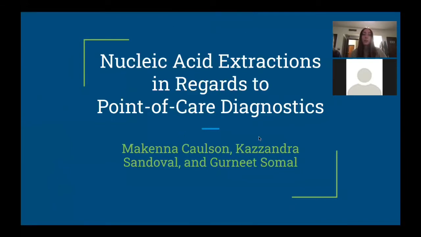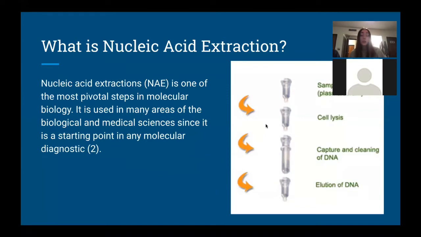For our project, we decided to talk about nucleic acid extractions in regards to point-of-care diagnostics. What is nucleic acid extraction? Nucleic acid extraction is one of the most pivotal steps in molecular biology. It is used in many areas of the biological and medical sciences since it is a starting point in any molecular diagnostic. I have included a diagram of this extraction, and we'll get into the steps in a few slides.